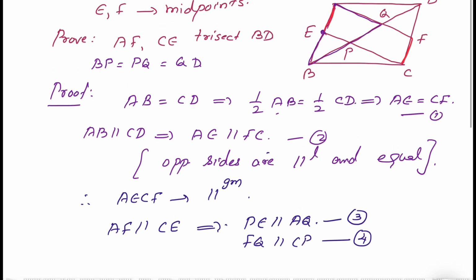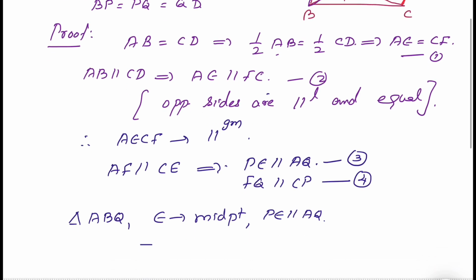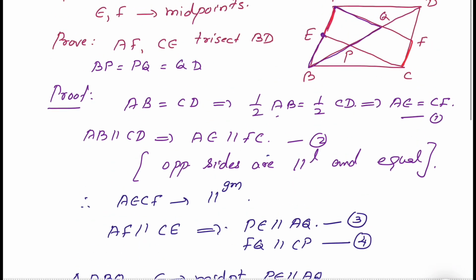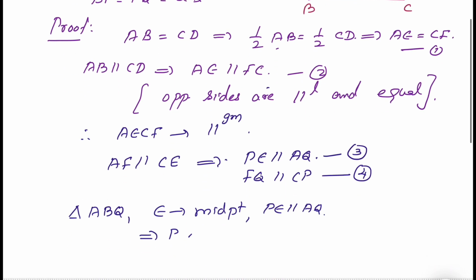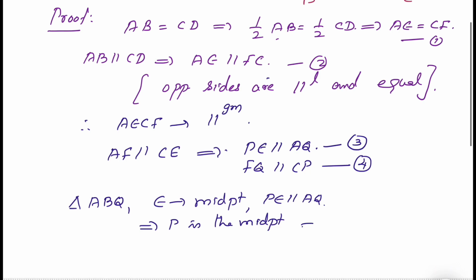Now we will consider the triangle ABQ. We have E as the midpoint given. Then PE is parallel to AQ. Therefore, P is a midpoint. So you can say BP equal to PQ.